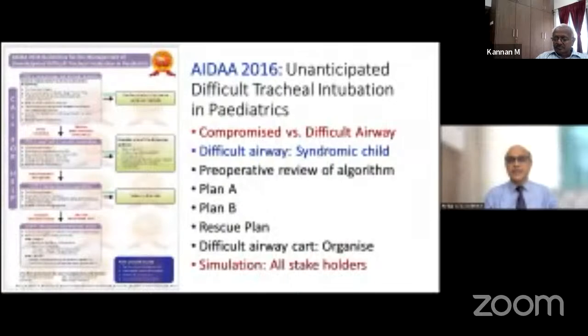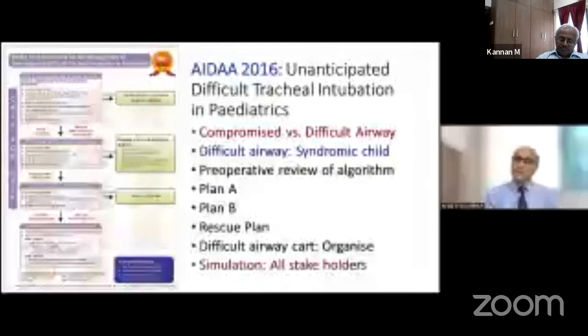Difficult airway would be somewhere you may not be able to intubate, but it's difficult for you to put the child to sleep. And if you try to put the child to sleep, you may lose the airway. Those compromised airways have to be looked at in a different way, than a difficult airway, which can somehow be managed and you can come out whenever you wish to. So you can have a preoperative review of an algorithm, have plan A, plan B, and a rescue plan, and also have your difficult airway cart organized. Look into it 1 day before and see which kind of adjuncts to the airway you would require, and remove the rest of the junk out of the trolley.